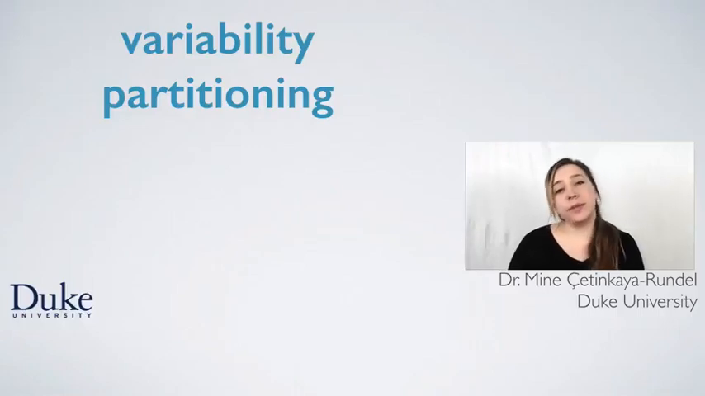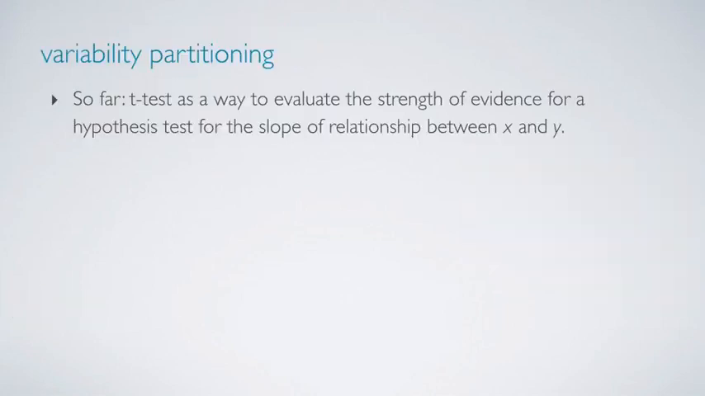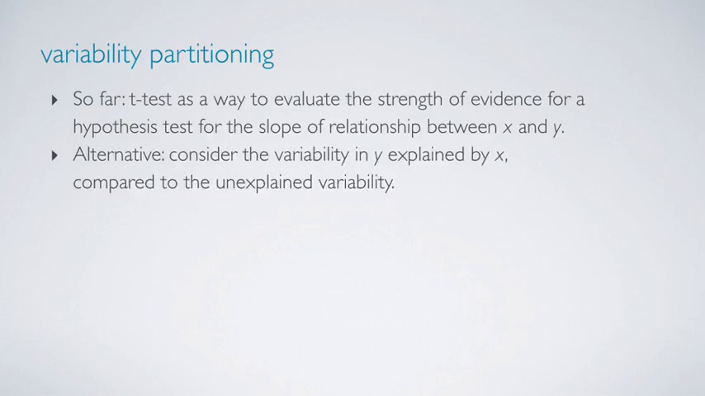We're going to wrap up this unit on Introduction to Linear Regression with a discussion on variability partitioning. So far within the framework of regression, we've used a t-test as a way to evaluate the strength of evidence for a hypothesis test for the slope of relationship between x and y. Alternatively, we can also consider the variability in y explained by x compared to the unexplained variability.